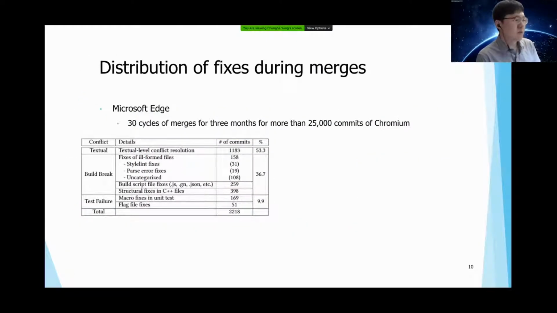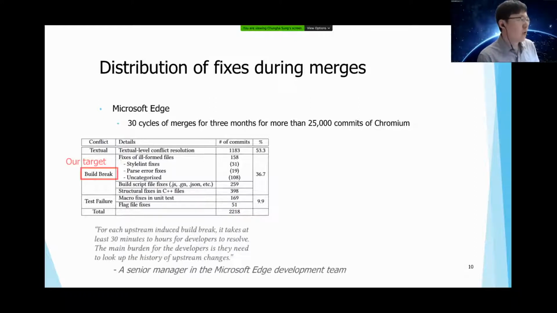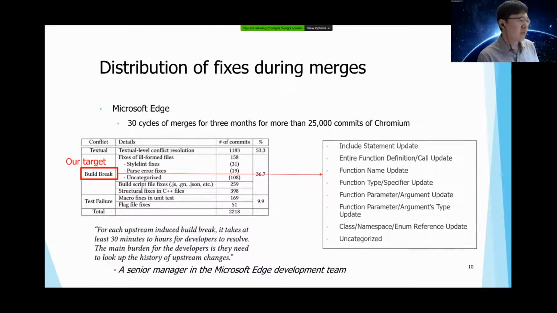Here's the distribution of fixes we studied from stabilization branch and integration branch. It has three categories: textual conflicts, build breaks, and test fails. Among these, we target build breaks for automatic patches. The reason is the build breaks cost a lot of effort of engineers, as they need to look up the history of upstream changes. And we further categorize the types of build breaks based on causes and fixes.